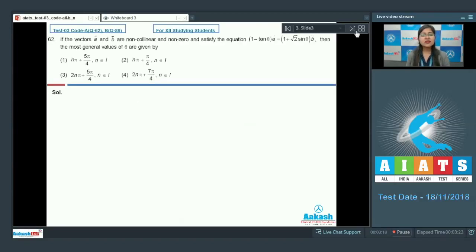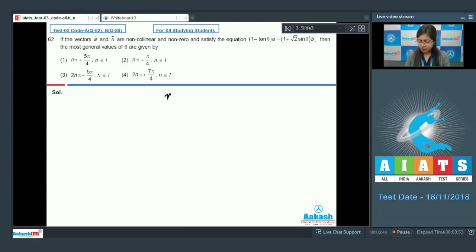Next is question number 62, which says that if the vectors A and B are non-collinear and non-zero and satisfy the equation 1 minus tan theta into A vector is equal to 1 plus root 2 into sin theta into B vector, then the most general values of theta are given by.